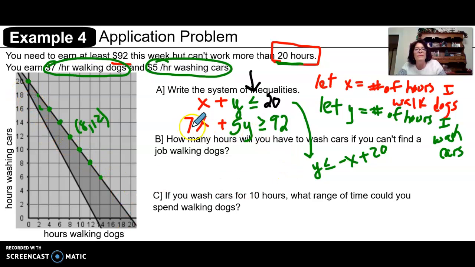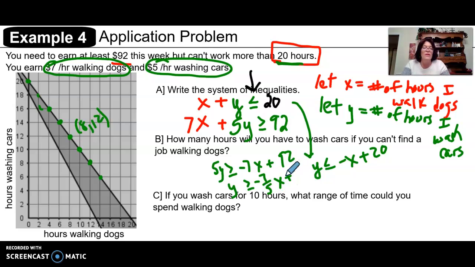Now the other line, this one, if I get it in slope-intercept form: 5Y is greater than or equal to -7x plus 92, and then I divide by 5. Y is greater than or equal to -7/5 x plus whatever 92 divided by 5 is. That's not going to go evenly, is it? It's 18.4. So if I look, here's 18.4.